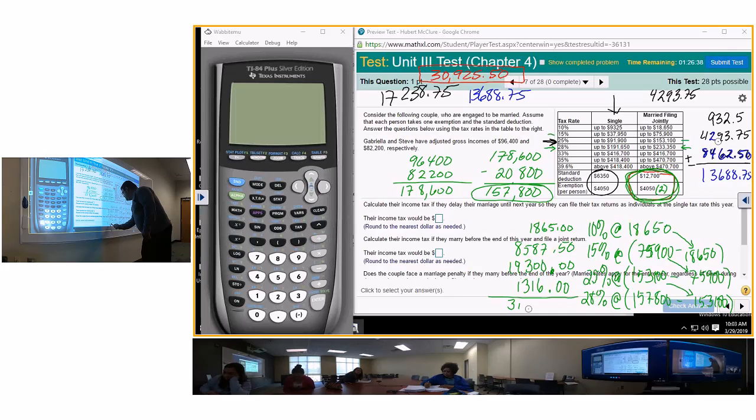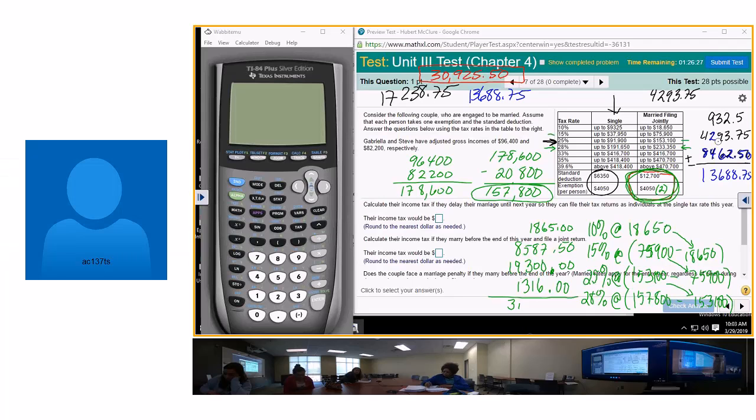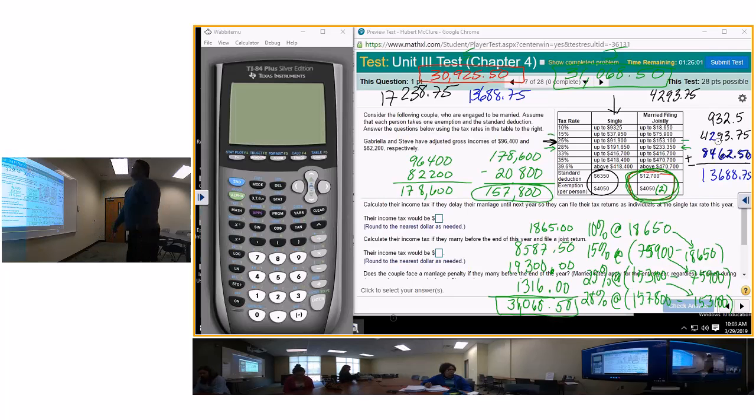31,068. No, 31,000. 068. 31,068. Yeah. 31,068.5. So they both owe 31,000, and when they did single, 31,068.5. That's married. Joint, married. This is single. Oh boy. So the answer is single.